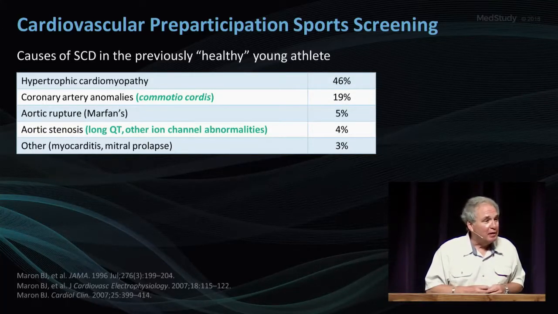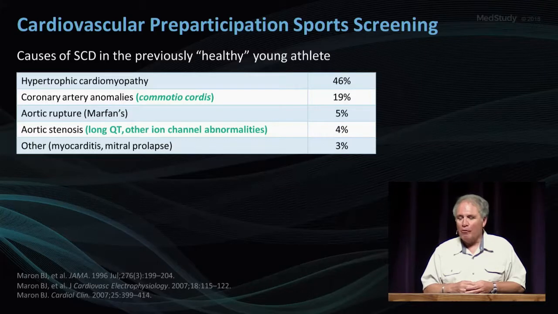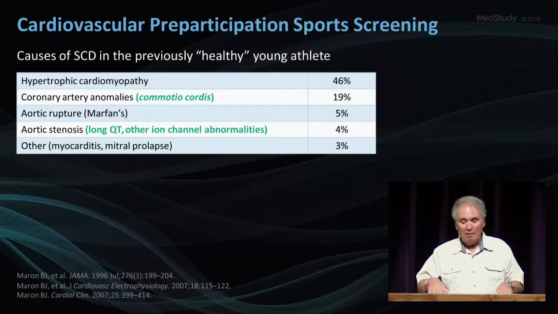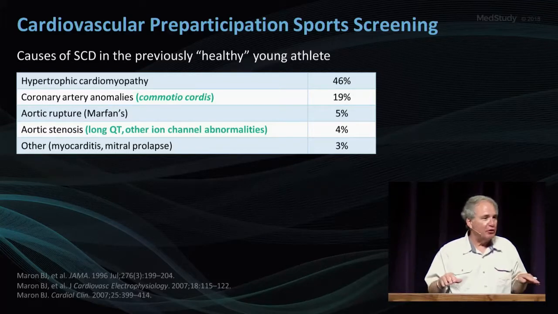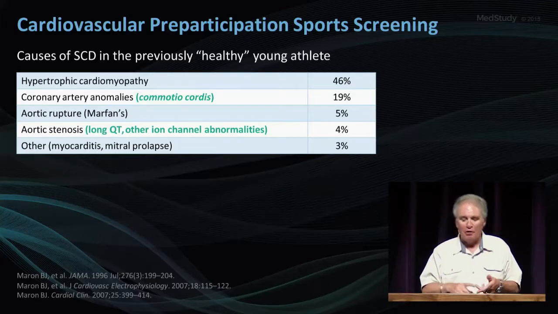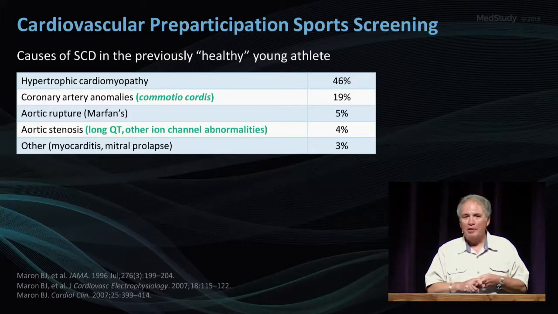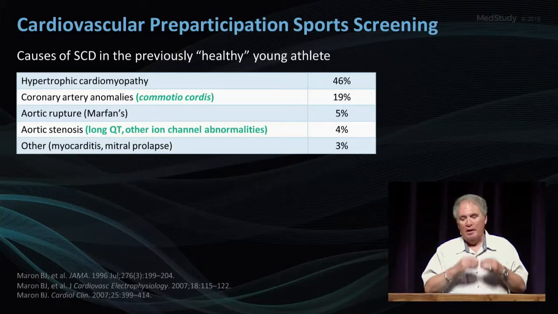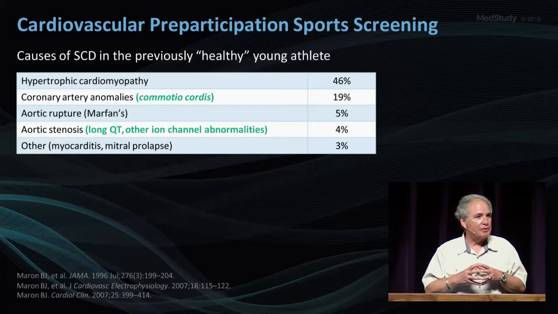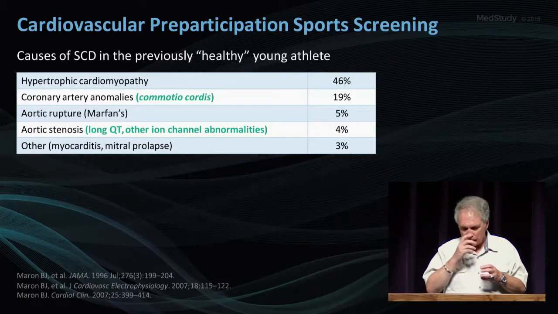Number three, Marfan syndrome with aortic rupture. Number four, way down below there, 4% is all the other stuff that you usually think of, like aortic stenosis, long QT, other arrhythmia problems, okay, mitral prolapse, myocarditis, way down on the list. So hypertrophic cardiomyopathy, coronary artery anomalies, commotio cordis, aortic rupture. Those are your big players. Sudden cardiac death in the child athlete.